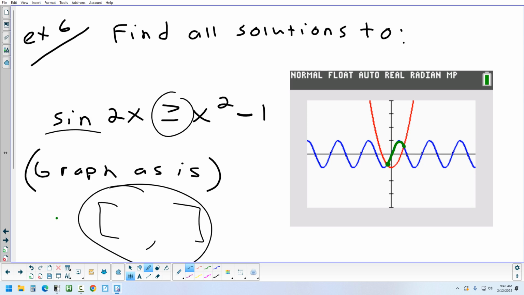But don't put plus 2 pi n, because that answer does not repeat again anywhere else. Anywhere other than that green section, the wave is under the parabola. That is the only section where it's above. That's it.